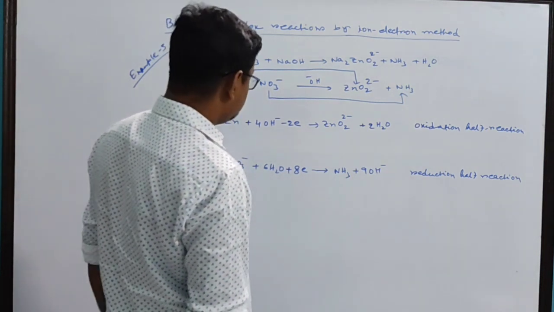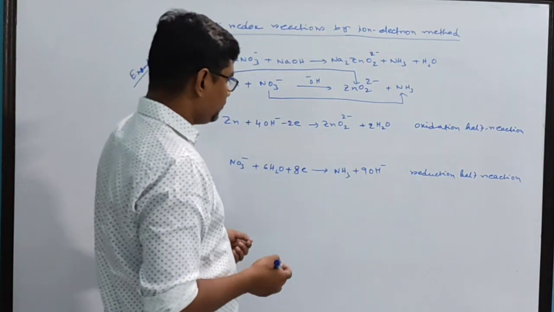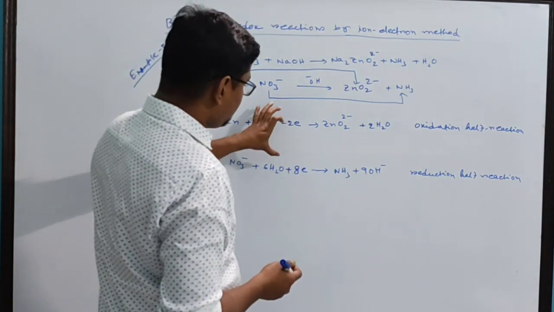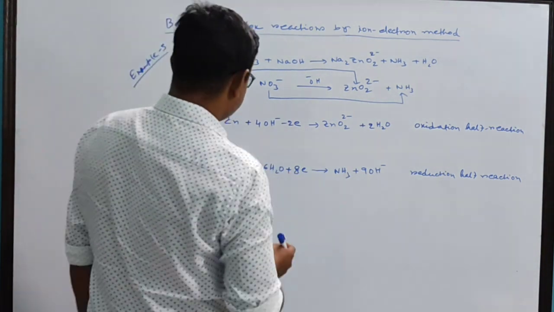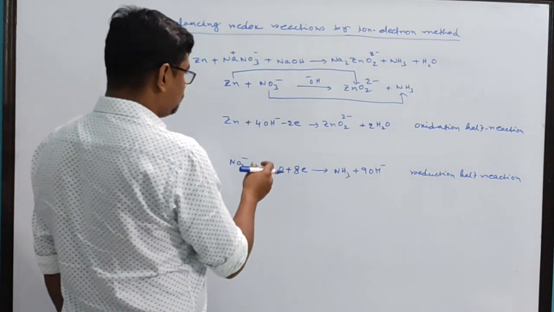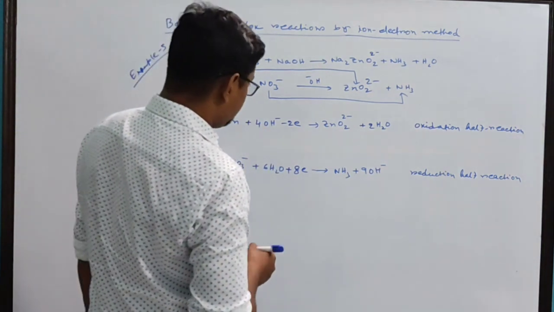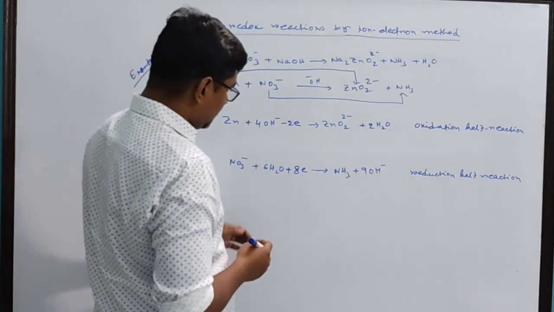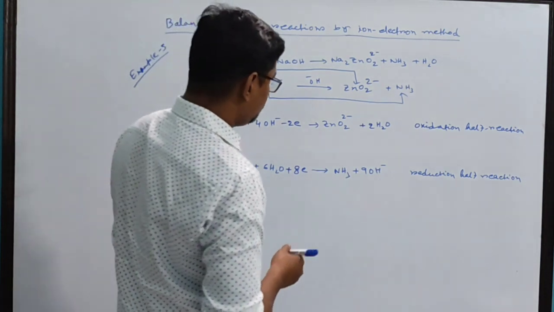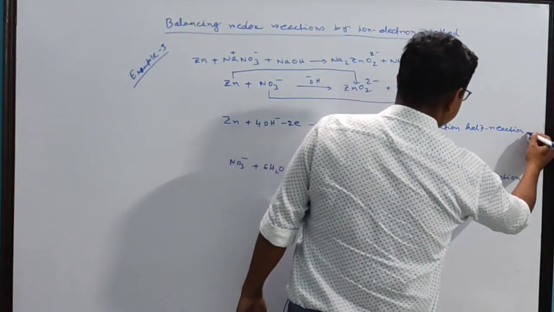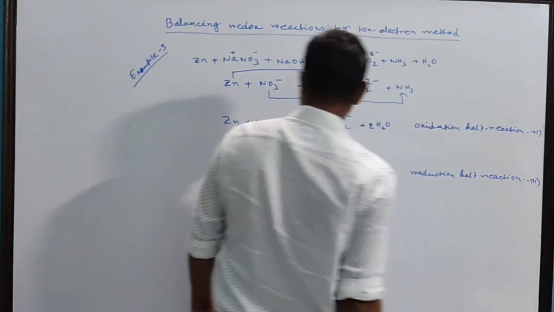So for adding, as I said earlier also, we have to add in such a way that after addition there will be no electron left in the overall reaction. For that we have to multiply both the reactions with an appropriate number, and at the end there will be no electrons left. So let's assign this as number 1 and this one as number 2.